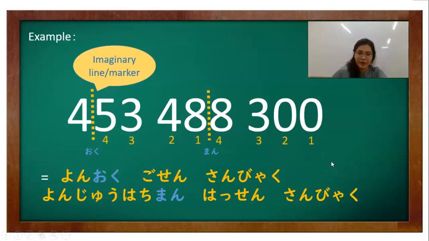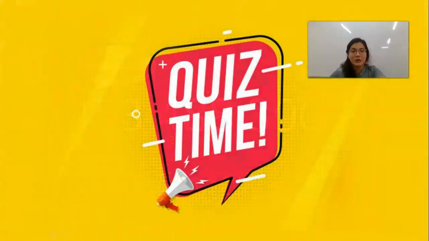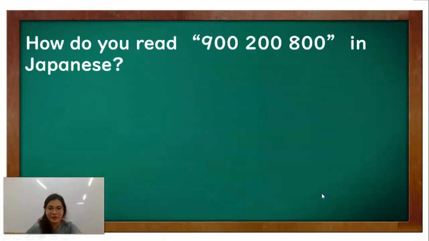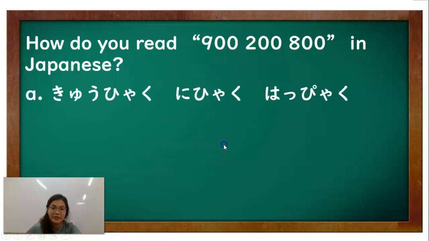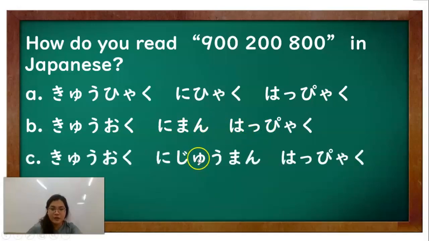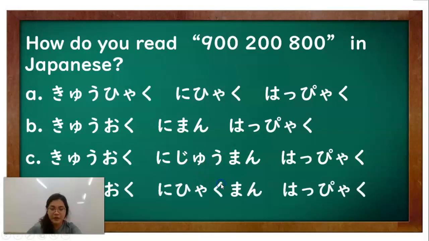Okay, so I hope you already got it. Now let's proceed to quiz time. So here's the question. How do you read 900,200,800 in Japanese? A. Kyuuhyaku, nihyaku, happyaku. B. Kyuuoku, niman, happyaku. C. Kyuuoku, nijuuman, happyaku. Or D. Kyuuoku, nihyakuman, happyaku.